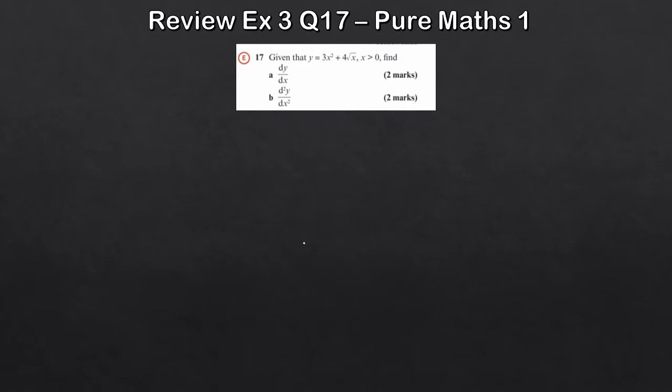This time from the review exercise. So we've got two parts to it. We're given an equation, y equals 3x squared plus 4 root x. And we have to find dy by dx and then the second derivative here for 2 marks.